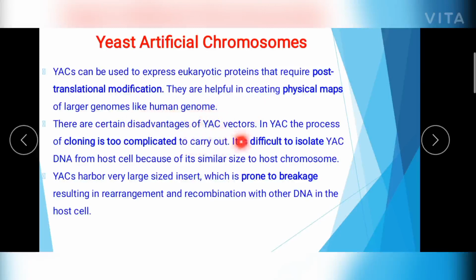And if you see the limitations, this cloning process is very complicated, and it is difficult to isolate the YAC DNA from the host cell, because the host cell chromosomes are also of similar size. Another limitation is that because you are inserting a large DNA insert, it is prone to breakage, and it results in rearrangement and recombination with other DNA molecules present in the host cell. So these are some of the limitations, but overall these YACs are used as efficient vectors for cloning large sized DNA fragments.